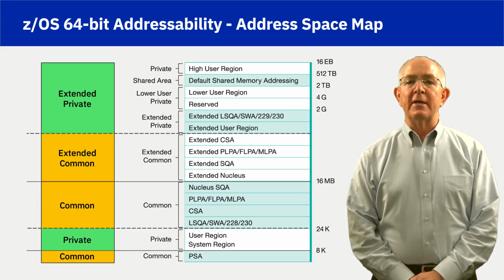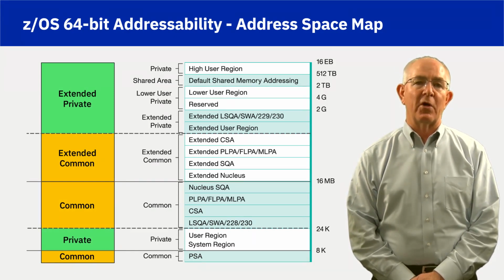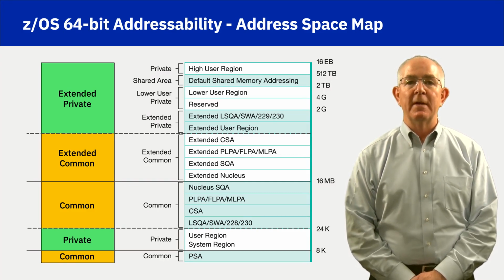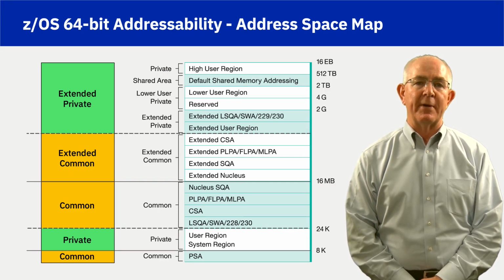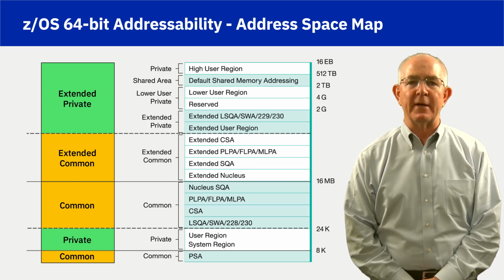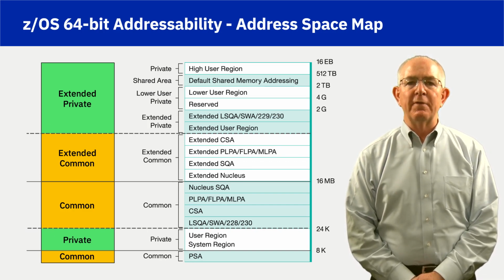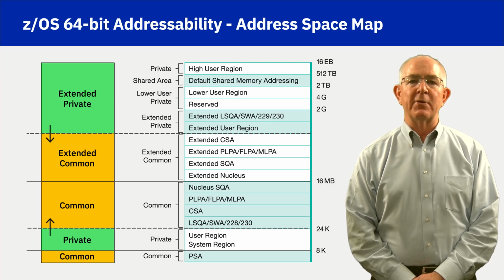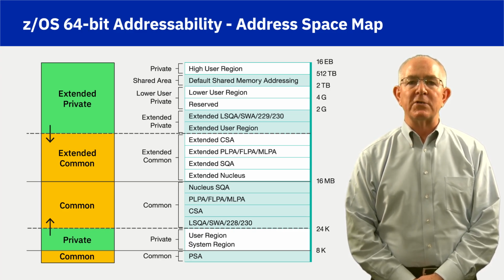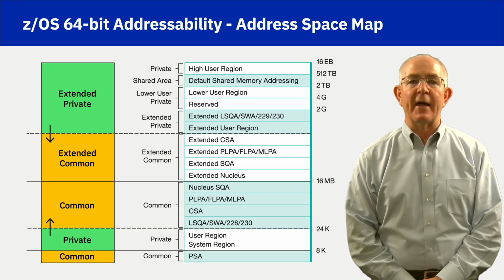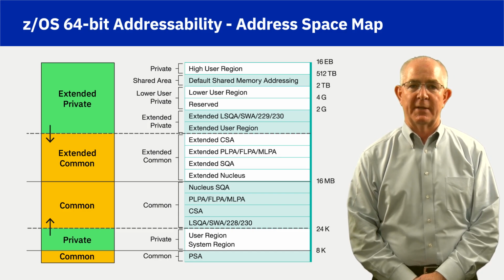Extended private and extended common areas exist as a result of operating system 64-bit addressability advancement from previous generations of the operating system that had 31-bit addressability and 24-bit addressability. Observe the left side of the chart and the arrows on the chart. The arrows are showing that z/OS parameter customization can increase the size of private area addressability, which would reduce the size of the common area addressability.